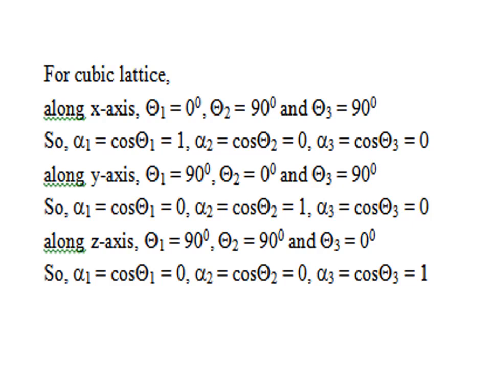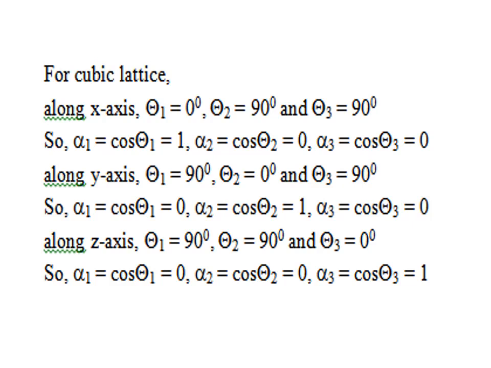Then we consider y-axis. The angle between x-axis and y-axis is 90 degrees, so theta 1 is equal to 90 degrees. And theta 2 is equal to 0. The angle between z-axis and y-axis is 90 degrees, so theta 3 is 90. Then alpha 1 is equal to cosine 90, that is 0. Alpha 2 is equal to cosine 0, that is 1. Alpha 3 is equal to cosine 90, that is 0.